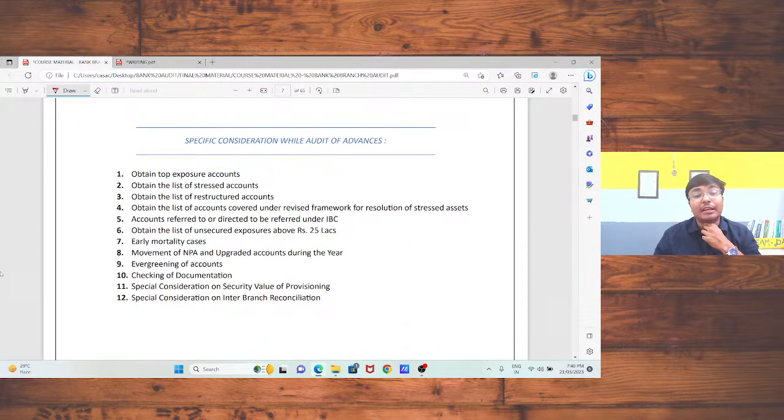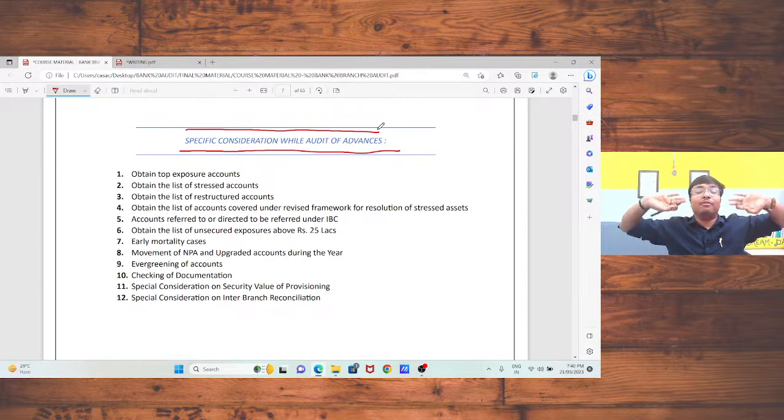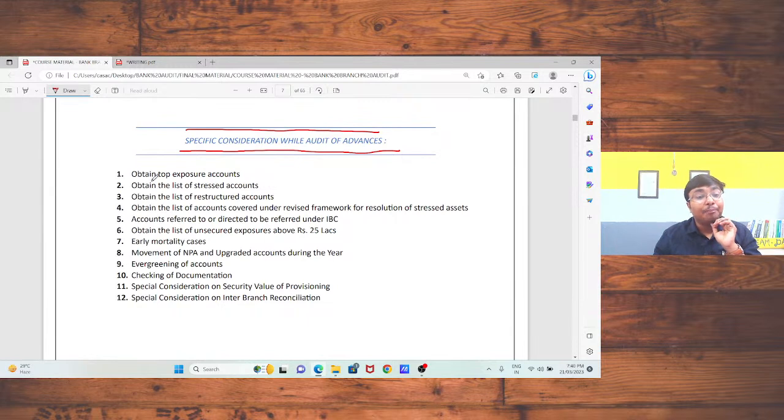Sir, special considerations while auditing advances. What are the special considerations which we need to take care of at the time of audit of large advances? First of all, obtain the top exposure accounts. How can you take the top exposure accounts? You should take the Excel sheet of accounts. We should take the text file, convert the same into Excel, and then apply a filter on the outstanding amount or sanctioned amount.